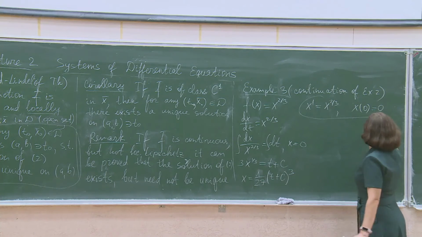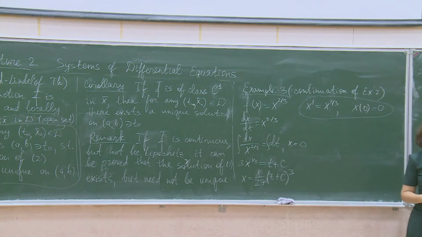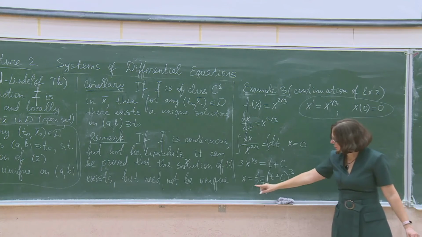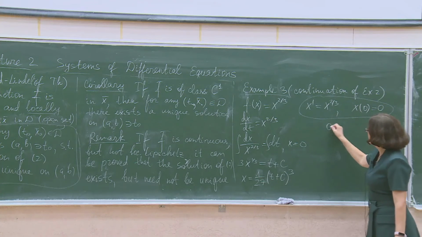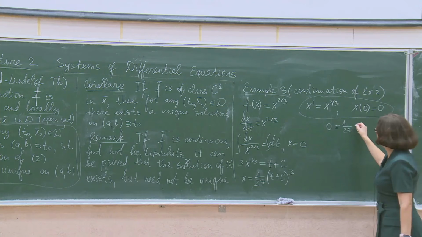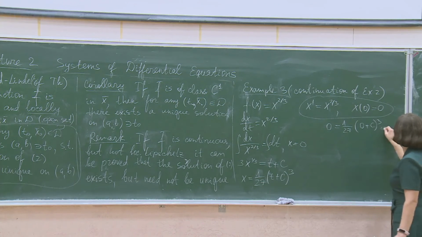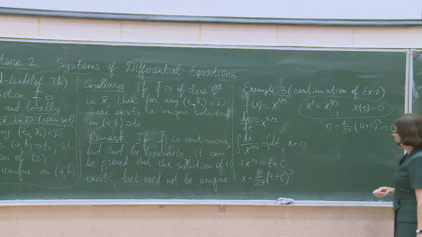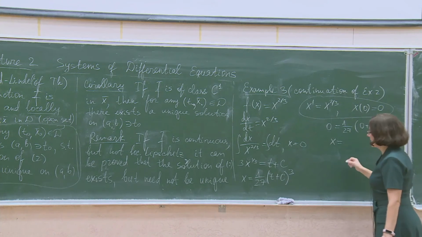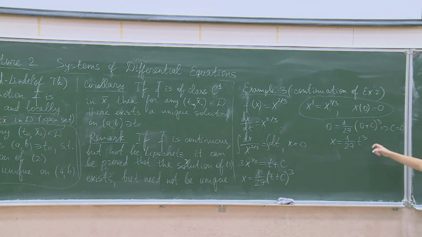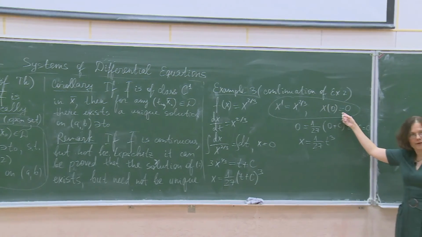But now let's turn to our initial value problem. So we have this condition. If we substitute 0 for t and 0 for x, we will get 0 equals 1 over 27 times 0 plus c cubed, from which we have c equals 0. And so the answer is x equals 1 over 27 t cubed. This is a solution of the initial value problem.